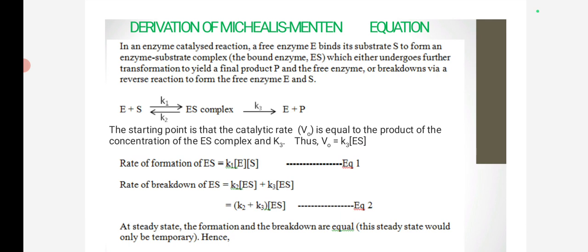In an enzyme-catalyzed reaction, a free enzyme E binds its substrate S to form an enzyme-substrate complex. The bound enzyme is called the enzyme-substrate complex, which either undergoes further transformation to yield the final product P and the free enzyme, or otherwise breaks down in the reverse way to form free enzyme as well as substrate.